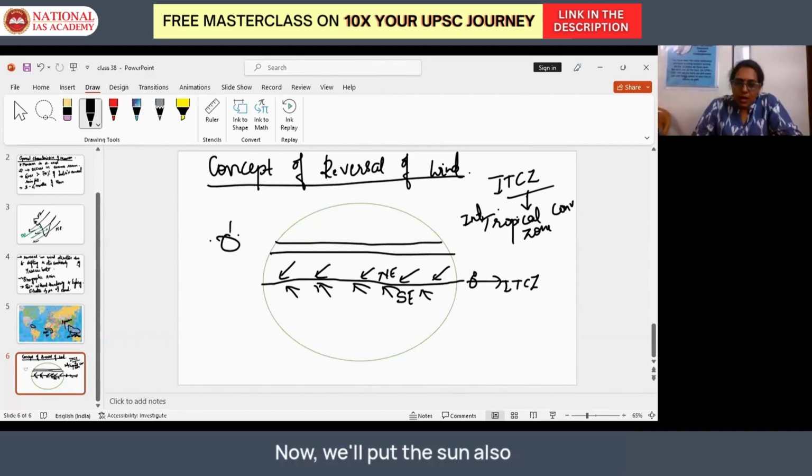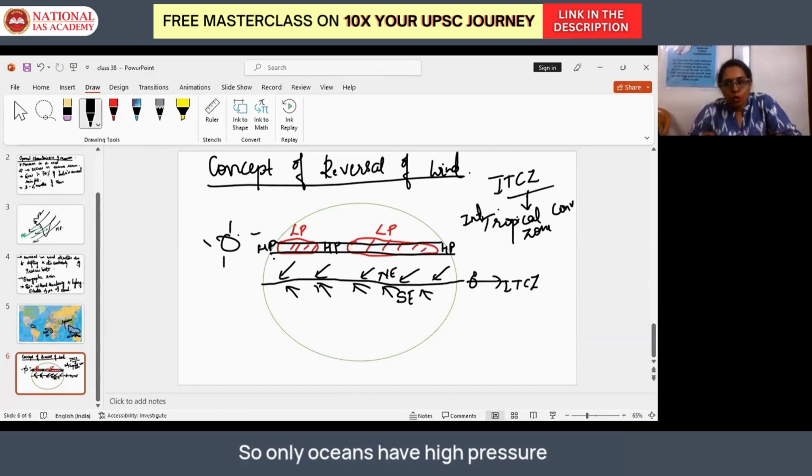Now we'll put the sun also in the northern hemisphere. When the sun is in the northern hemisphere, the pressure pattern gets disrupted over the continents. Continents come under low pressure, and high pressure is only present over the ocean region. So only oceans have high pressure and your continent has low pressure. So you have low pressure here.